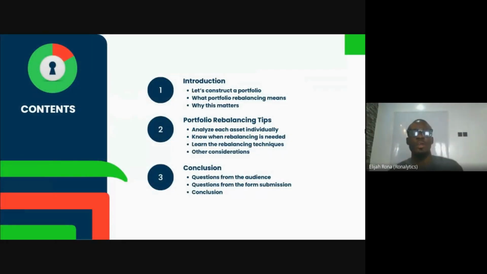Thank you. So these are the contents, very short. The Let's Construct a Portfolio part will be fully practical. Then we'll show you what portfolio rebalancing means, why it matters, then how you rebalance your portfolio, including what to consider. Then that will be all.